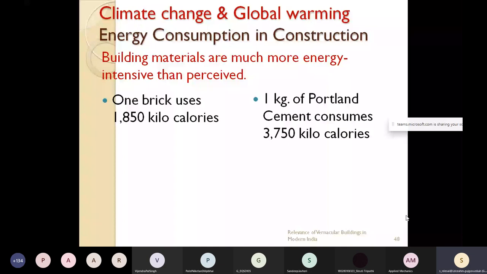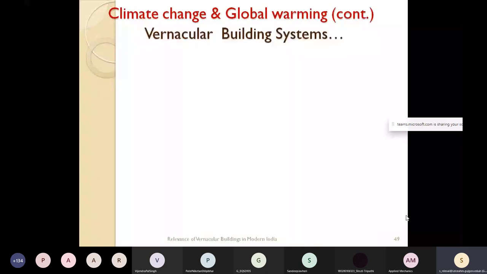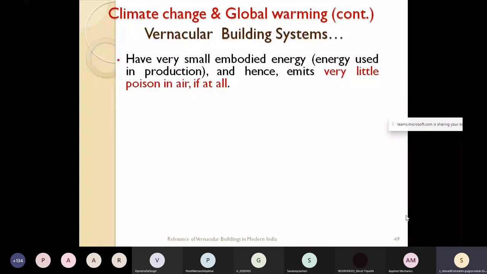A typical brick uses 1850 kilocalories and cement uses 3750 kilocalories per kg and steel 8500 kilocalories. So typically every house consumes a lot of calories and this means it has a carbon footprint. On the other hand, in the vernacular building system, it has very little embodied energy, if any. And as a result, it emits very little poison in air.